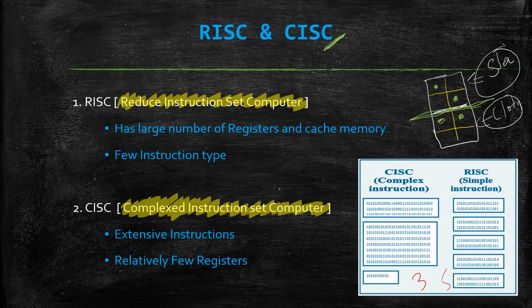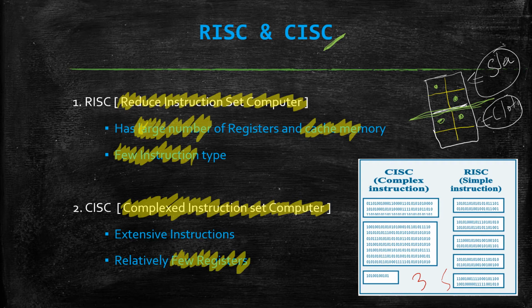RISC has a larger number of registers, meaning comparatively more registers, and cache memory both, and few instruction types; it follows some basic instruction types only. While in CISC you have relatively few registers, relative to RISC, and an extensive instruction set, meaning more instructions, because when you have limited area you need to give more instructions: go up, go there, do this, do this. That's why.